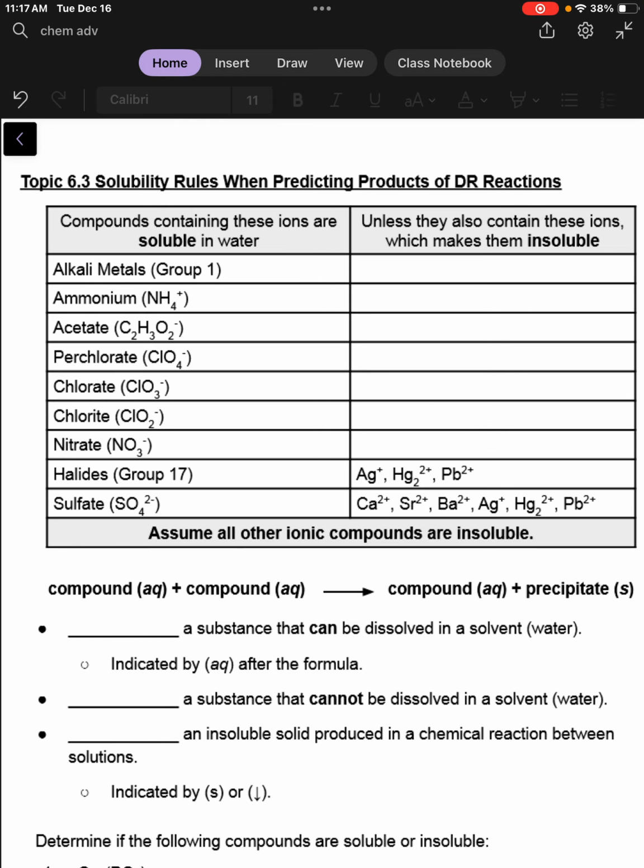Topic 6.3: Solubility Rules for Predicting Products for Double Replacement Reactions. Okay, first we will familiarize ourselves with the solubility rules.